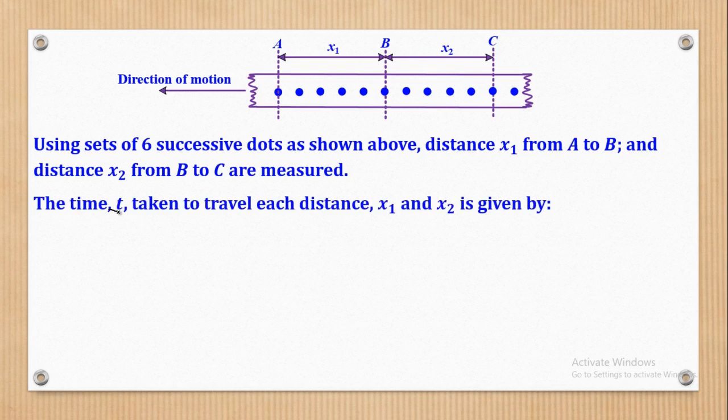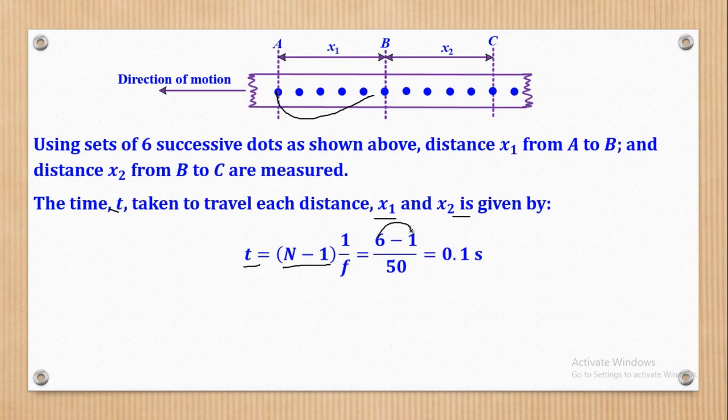So the time t taken to travel each distance x1 and x2 is given by that. Remember, if their number of dots are the same, then the time will also be the same. Therefore, t will be equal to n minus 1 multiplied by 1 over f. So n minus 1 gives the space between the dots, and f was given as frequency, so in the end we come up with 0.1 seconds.